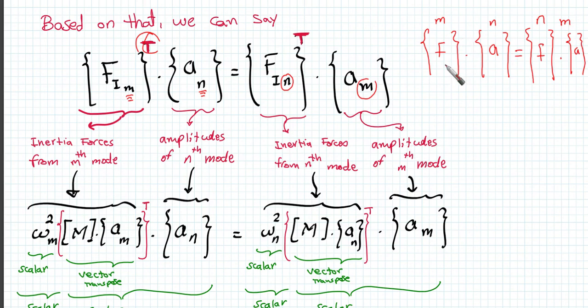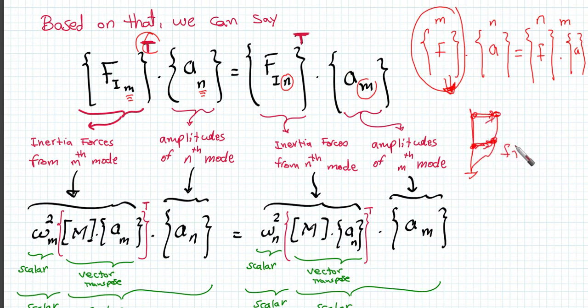So here I'm going to put it again. This is F. What is F here? The forces that we were talking about were the inertia forces, right? That make the masses go in this direction. So we have F1 and F2, right? These are the forces that are being induced. This is the inertia forces. So we can say that the first vector here is the inertia force of the mode m transpose.